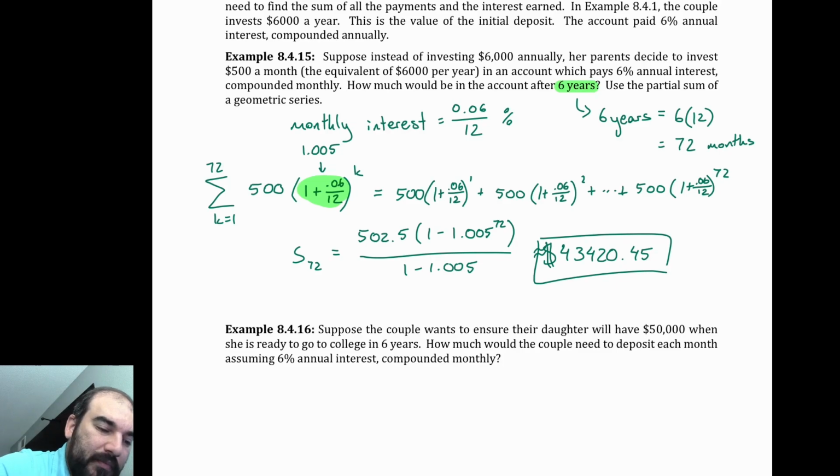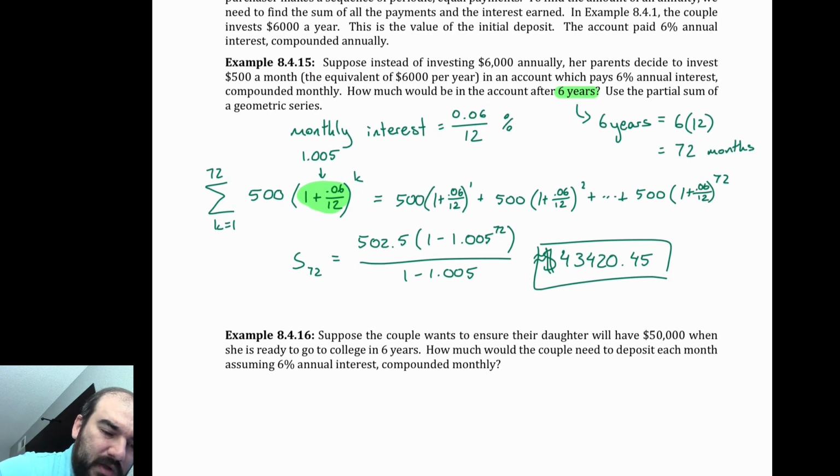Now, remember that they are essentially putting in $6,000 per year into this account. So already that $6,000 per year times the 6 years, the parents are putting in $36,000. But because of the 6% annual interest rate compounded monthly, that $36,000 turns into 43,420.45. Right, so the interest is increasing that amount by about 7,400 or so. Okay, I will stop there.